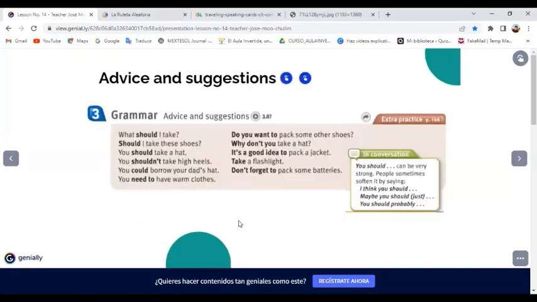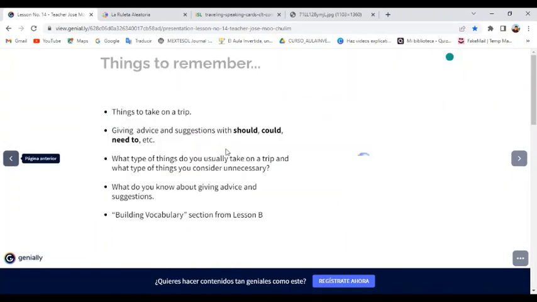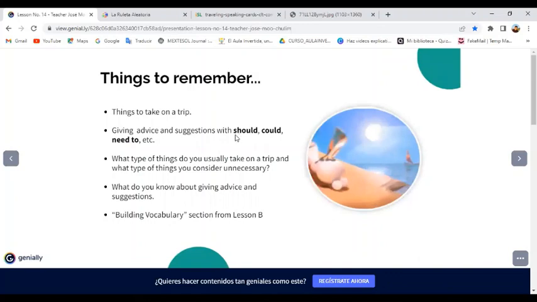Okay, this is the part that we didn't learn in our previous lesson. We only mentioned something about it, but today we're gonna learn more about it. Okay, here we have the topic advice and suggestion. So we learned three different modal verbs that we can use to give advice and suggestion. These are the modal verbs should, could, need. Okay, so let's see.